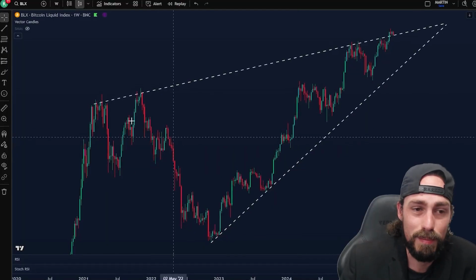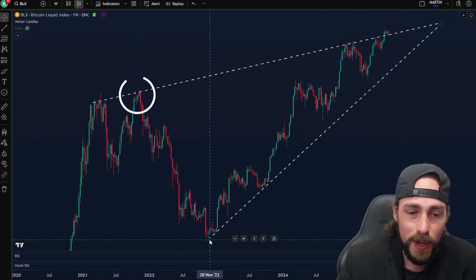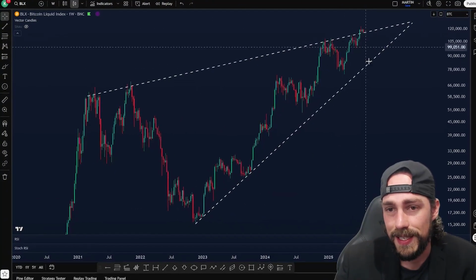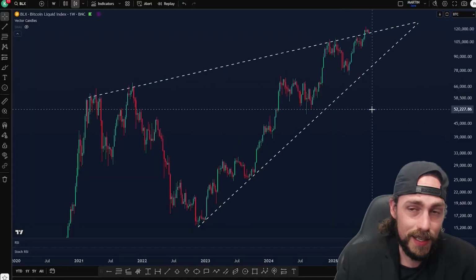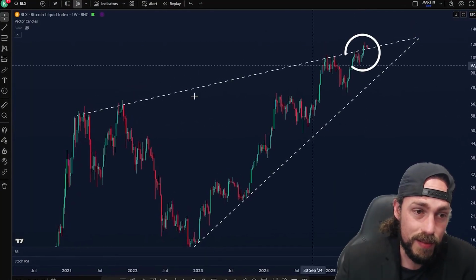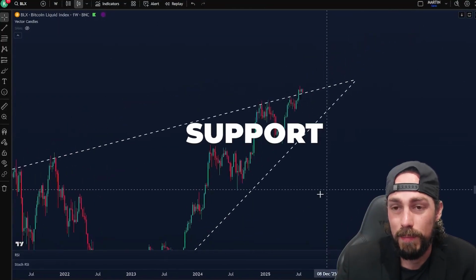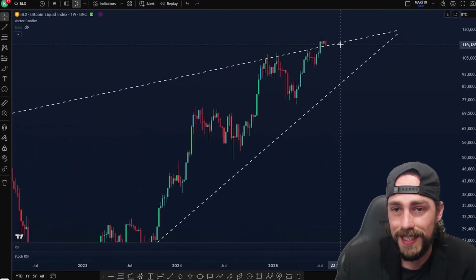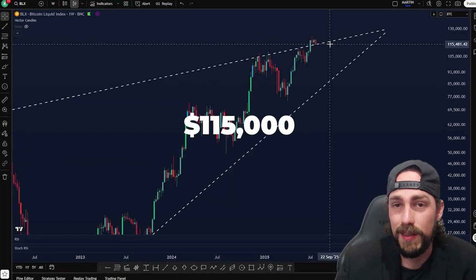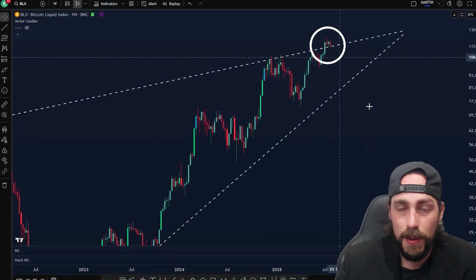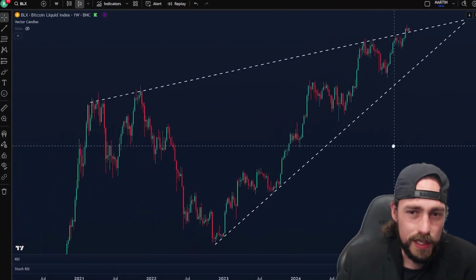We can see here since our bull market tops in 2021, bear market bottoms in November 2022, that we have been forming this ascending wedge pattern. Now, something very exciting that I can see is we have broken above this ascending trend line, and we are currently trying to hold support above this specific trend line. Currently Bitcoin is trading at roughly $115,000, and this trend line is right at that $115,000.